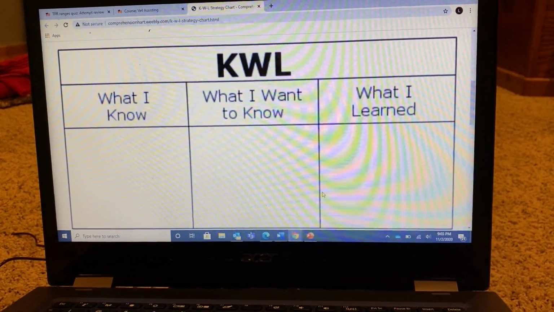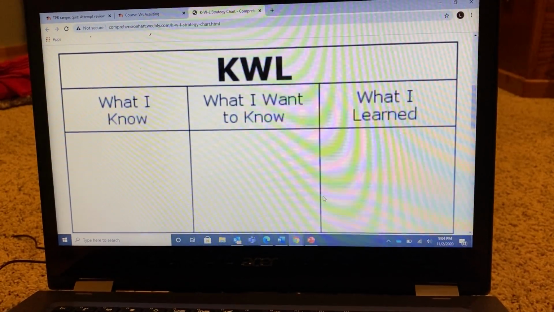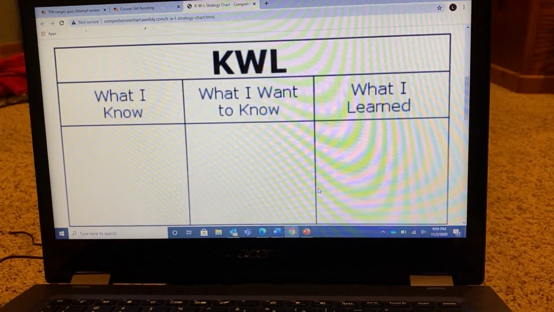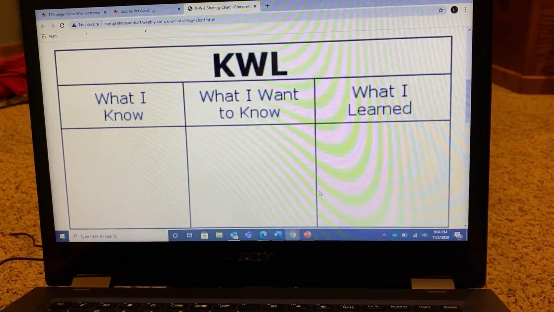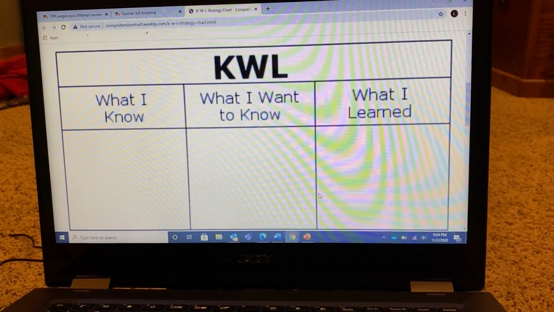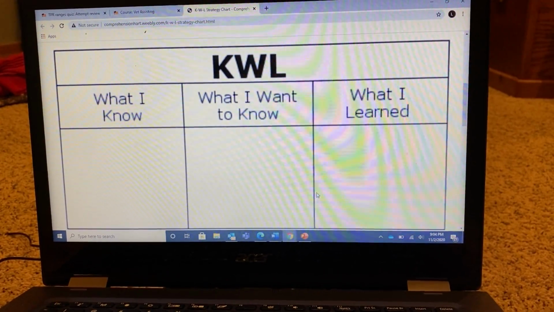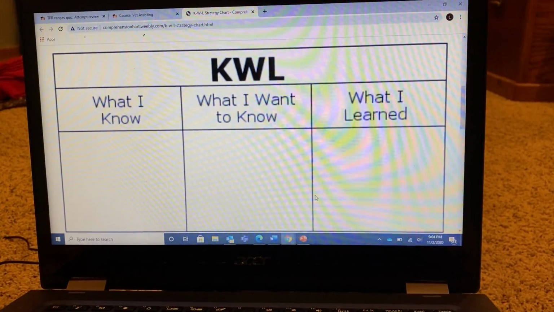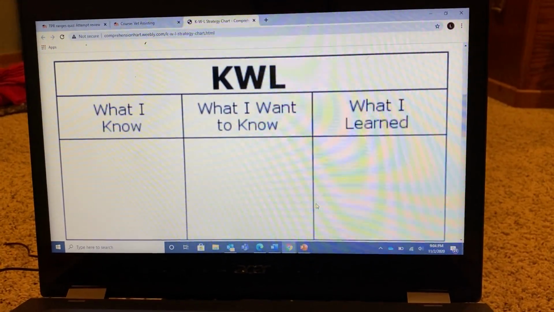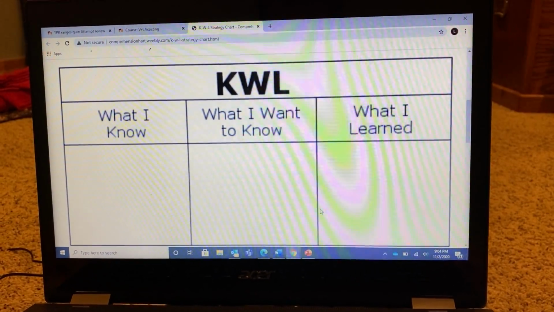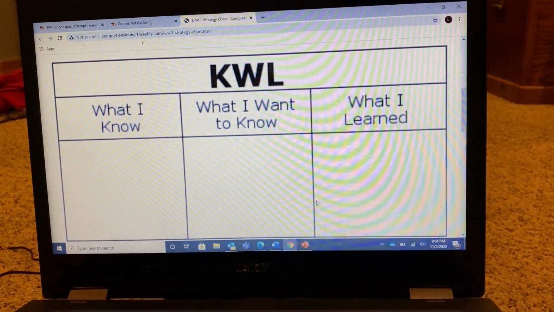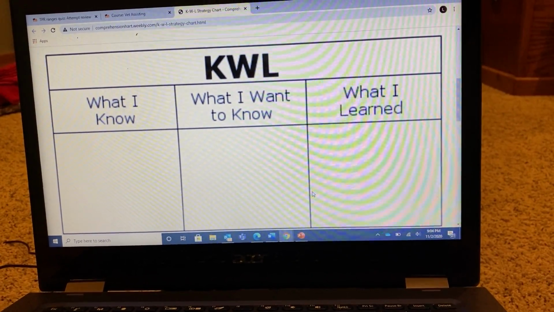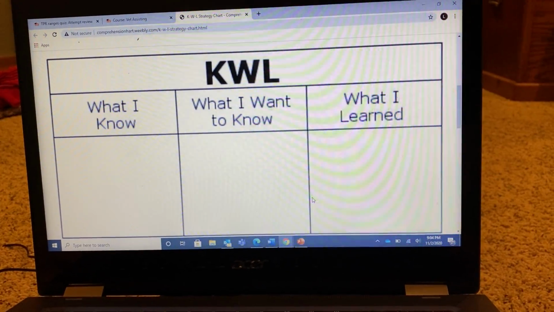The next column is what I want to know. So, what have you always wondered about the digestive system, or what do you want to know more about? What do you want to learn? The last column you cannot do yet because we haven't learned it. So, you're going to leave this blank until I have you fill it in when we're all done with this unit, which won't be for a couple more days. I would like you to just take a picture of this and send it to me either through email or the Remind app. And that will be your warm-up for the digestive tract.